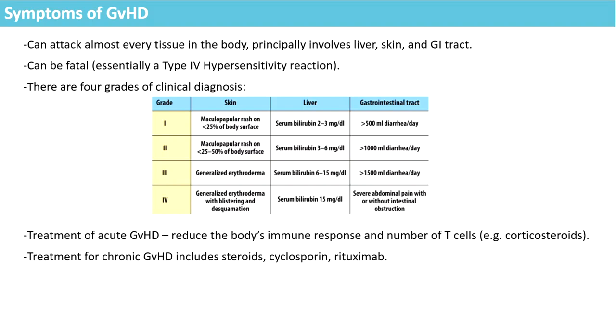But we can treat acute graft versus host disease. We can help to suppress that immune response, that immunosuppression, and try to reduce the number of T cells. That's where corticosteroids are particularly important. When it comes to chronic graft versus host disease, we have some options here. We can use steroids, cyclosporin and rituximab, again, to help suppress that immune response. But it's something that will need to be done if a patient is having a hematopoietic stem cell transplant. Be wary of these potential outcomes.